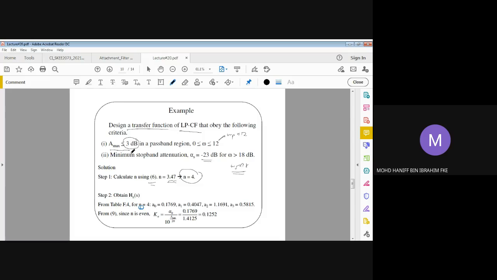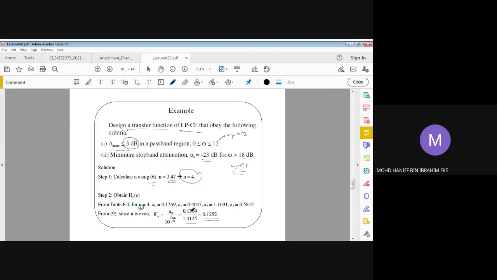A max is 3 dB, so 3 divided by 20. So 10 to the power of 3 over 20 will give us 1.4125. So you end up with the value for Kn being 0.1252. So that should be your Kn, yeah?